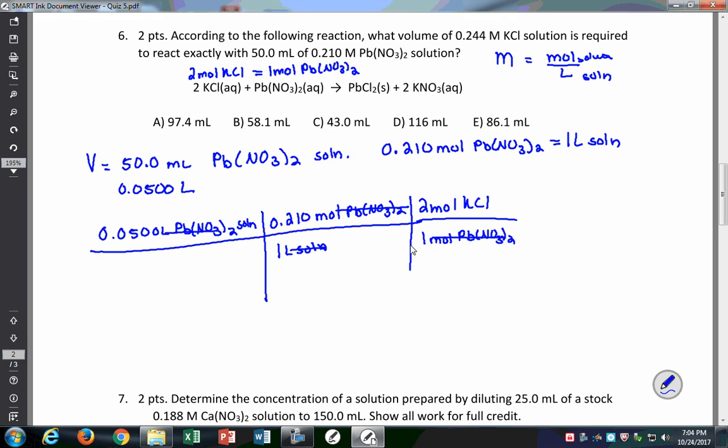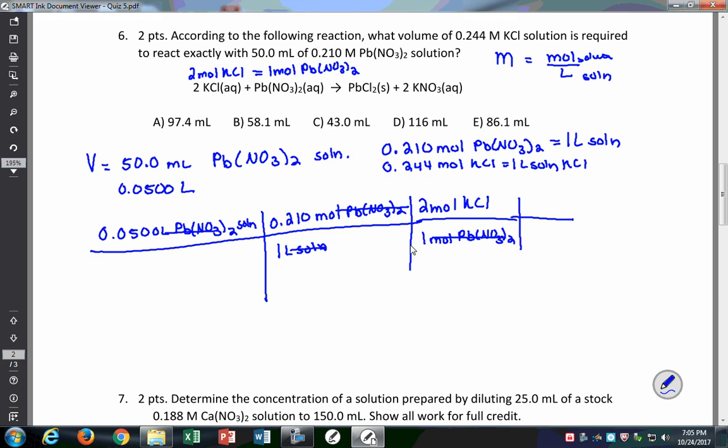Our last step is we know our moles, but now we have a solution of KCl. And we are told the concentration of that solution of KCl, which is for every 0.244 moles of KCl, I have 1 liter of solution. I know how many moles I need, so now I can use that concentration relationship to convert to how many liters of KCl solution I need to mix with my other reagent.